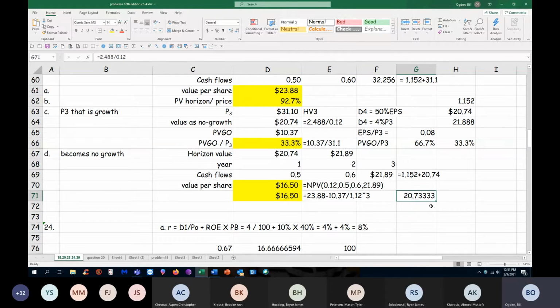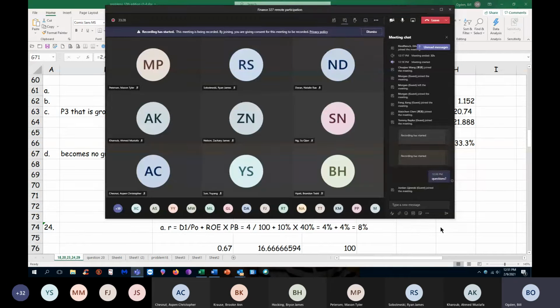All right. Do I have any questions on problem 23? Okay, let me go in here. So any questions on problem 23? Okay, let's move then to 24.